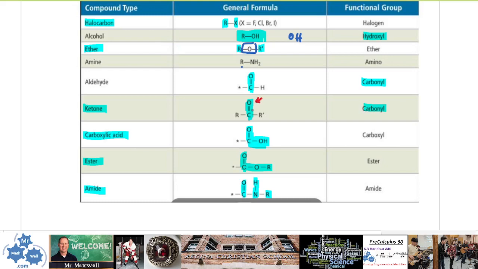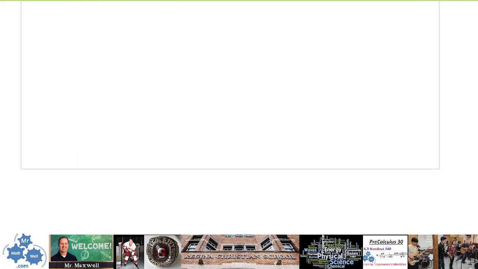No, it's this that's highlighted here. The carbonyl group would be the C doubly bonded to O there. Yeah, and we'll talk more about that as we move through, for sure. It's the C doubly bonded to O that is the important part. But let's take a look at the halocarbons here first in a little more detail.